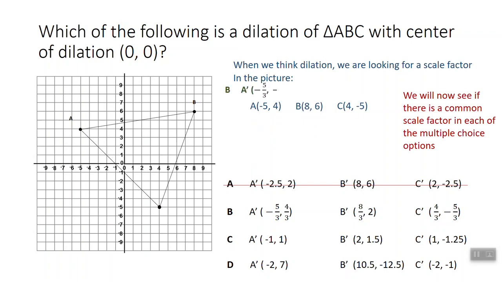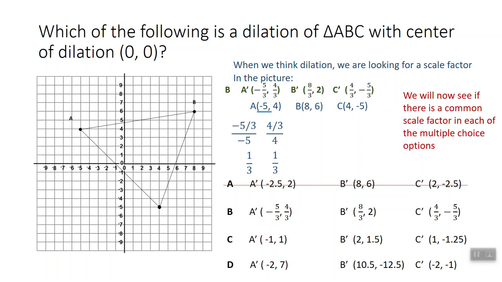So looking at b, I see that a prime is -5/3, 4/3, b prime is 8/3, 2, and c prime is 4/3, -5/3. In the same way, we can take x divided by x. So we're going to take -5/3 divided by -5, which is +1/3. You could check my math if you don't trust me. Then for the y values of a and a prime, 4/3 divided by 4 would be +1/3. All right, now let's... whoa, I'm so sorry.